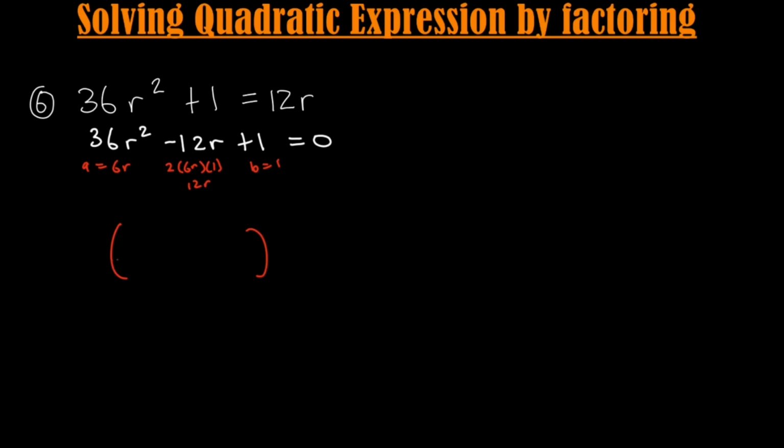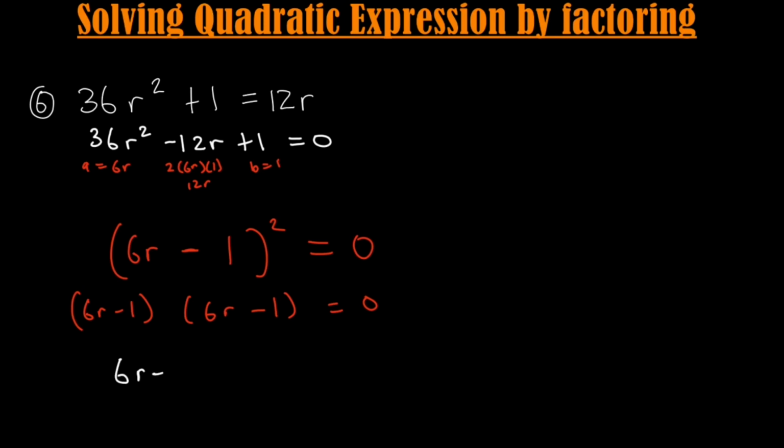So we know that for perfect square trinomials, it is a plus b all square, or a minus b all square. So because we have a minus and a plus, we know that it will be a minus b all square. So a is 6r, b is 1. So in this case, both factors are the same. So let's go and find that one value.